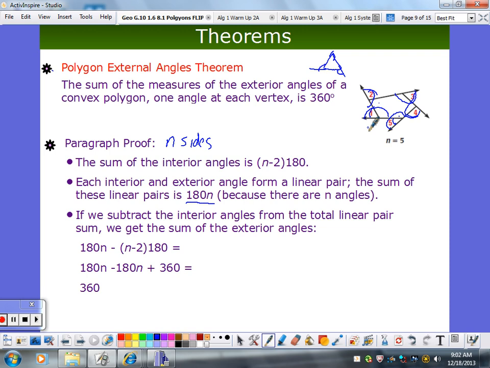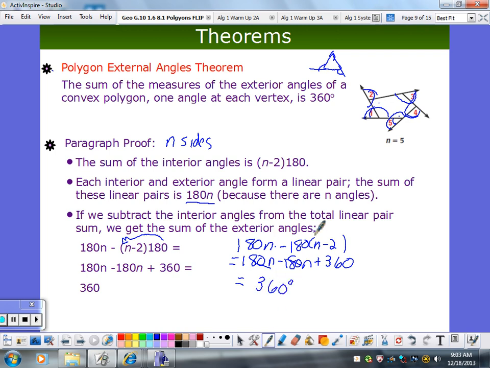So if I want to find the sum of just the exterior angles, I take the big piece, all the linear pairs, and subtract out just the interiors, and I'll be left with the exteriors. That would be 180n minus the interior angles. Let me be extra careful here. I'll use the commutative property to move the 180 over so I can see what I'm doing. Distribute the negative: 180n minus 180n, negative times negative is positive, plus 360. The 180n terms cancel out, leaving 360. So for any n-sided figure, you're going to have 360 degrees for the exterior angle sum.